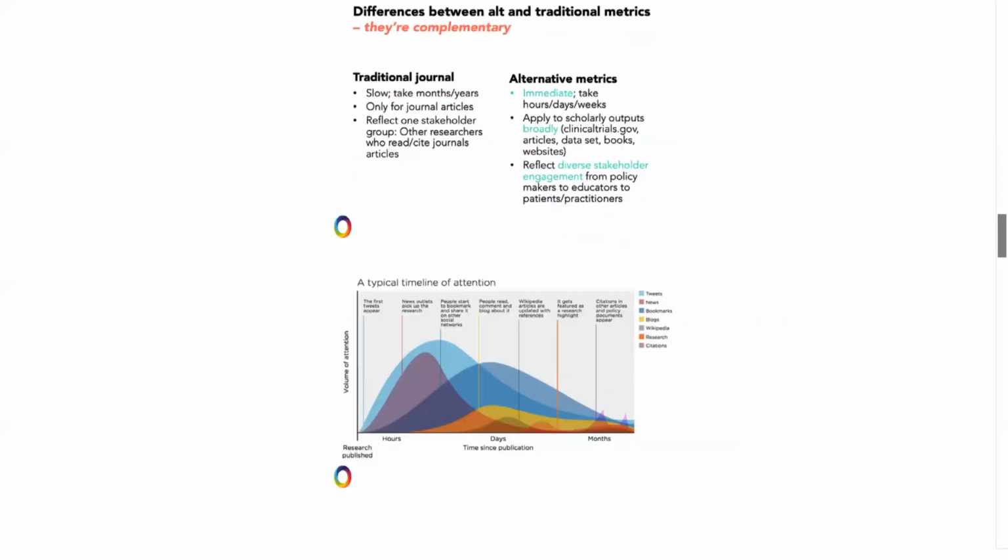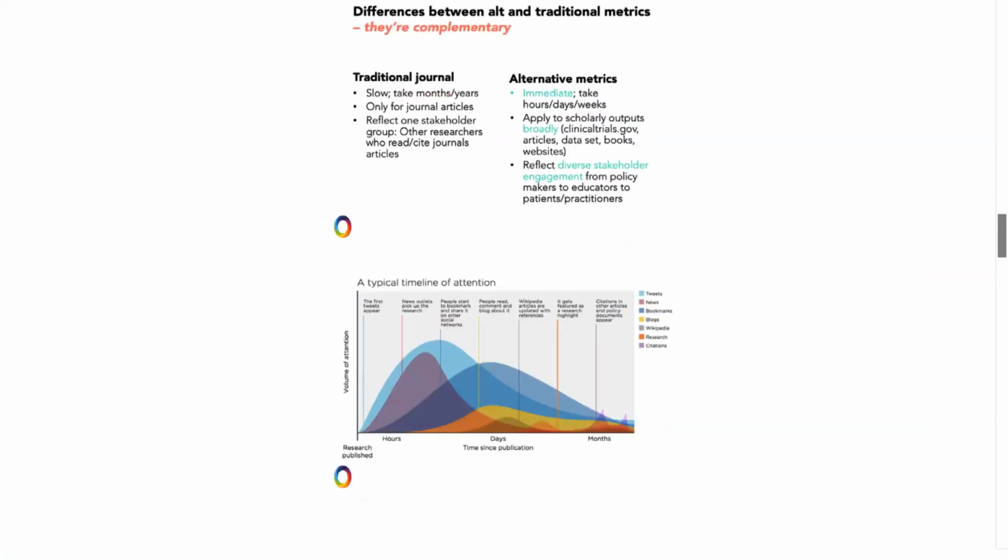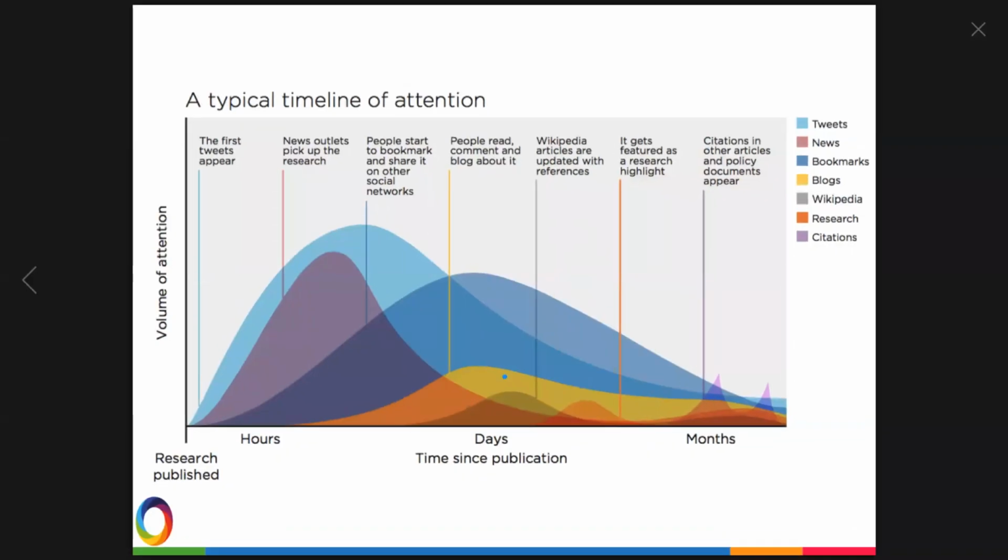So this is a really interesting graph. I stole this, but I do cite it below there. Showing you the difference between traditional journal impact factors and AltMetrics. Key thing being here, I think this graph shows you quite nicely, that you can get an impact factor from AltMetrics very, very quickly.